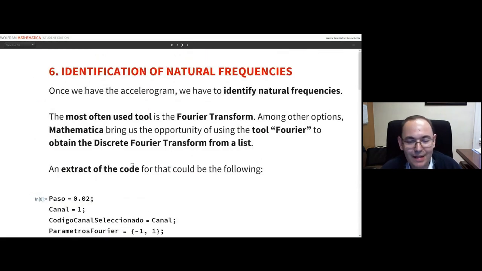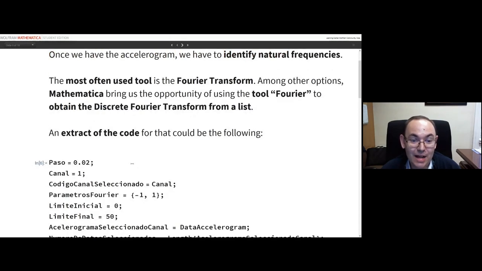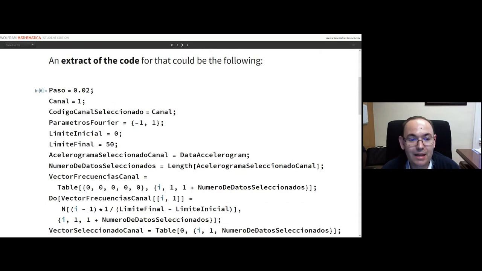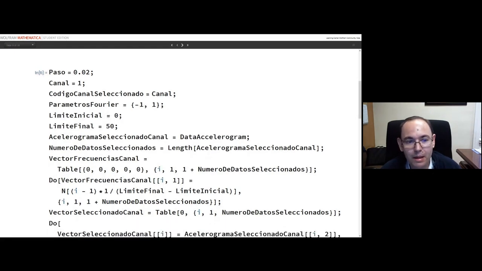Okay, what is the next step that we have to do once we have the accelerogram? We have to identify natural frequencies, and the most often used tool is the Fourier transform. Among other options, Mathematica brings us the opportunity of using the Fourier function to obtain the discrete Fourier transform, the DFT, from a list. So it saves us a lot of computational and programming cost. This is an extract of the code for that. Sorry, some of the names of the variables are in Spanish, but it is easy for us. Here are the step, the channel, the parameters of the Fourier transform, the limits of the accelerograms, and all the management that we have to do with the vectors and the matrices.